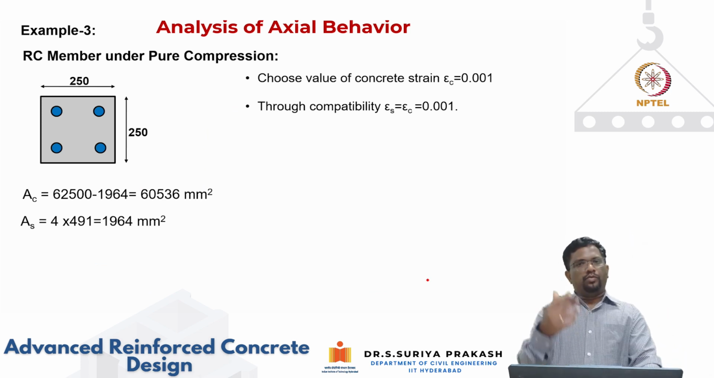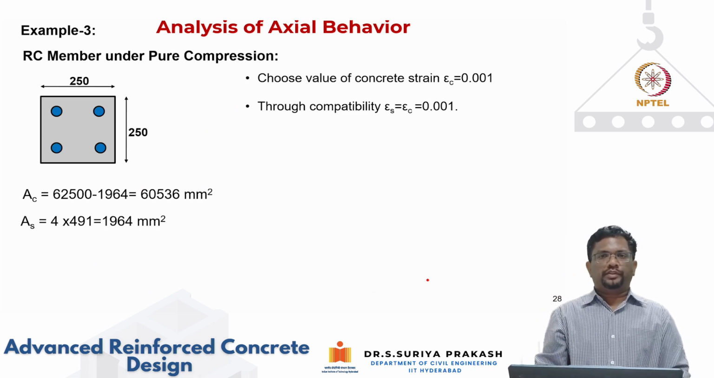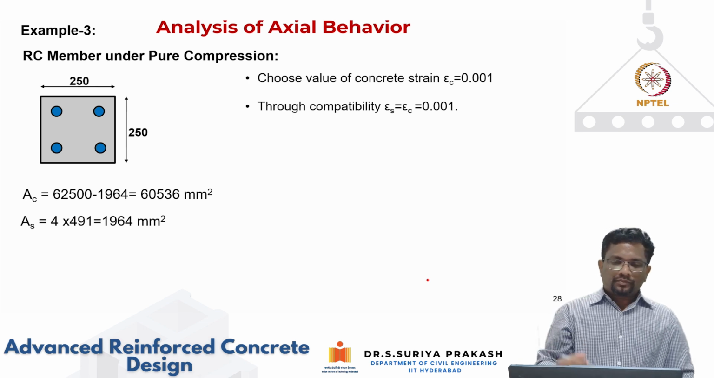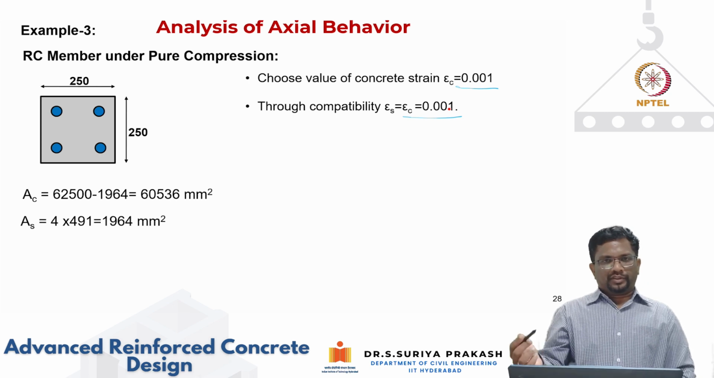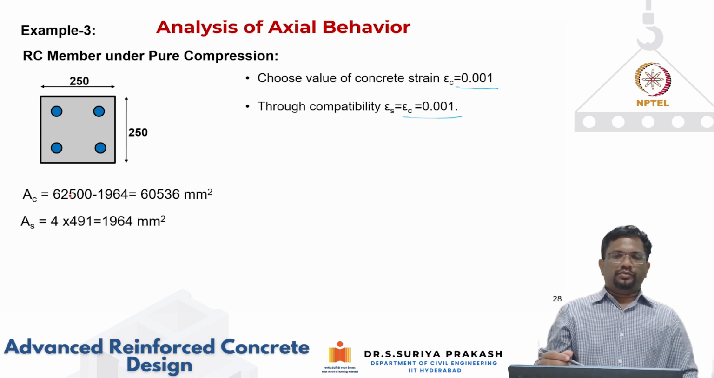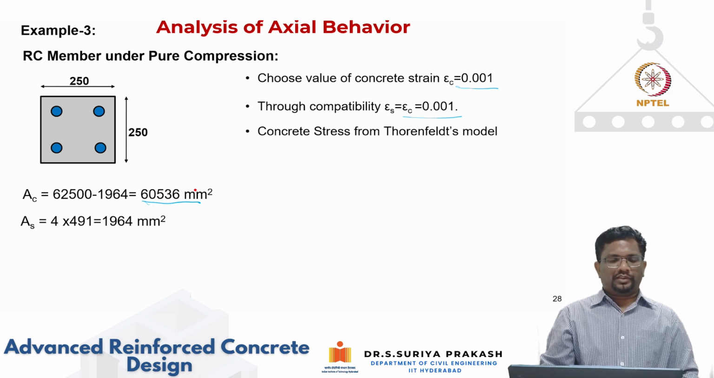So again, like what we did in the previous examples, we are going to choose different strains, 0.001 like this, and then the area of only concrete, as you know, we keep the section the same, so it is going to be 62,500 minus 1964. So only concrete area is 60,536, and area of steel is 4 into 491, which is 1964.